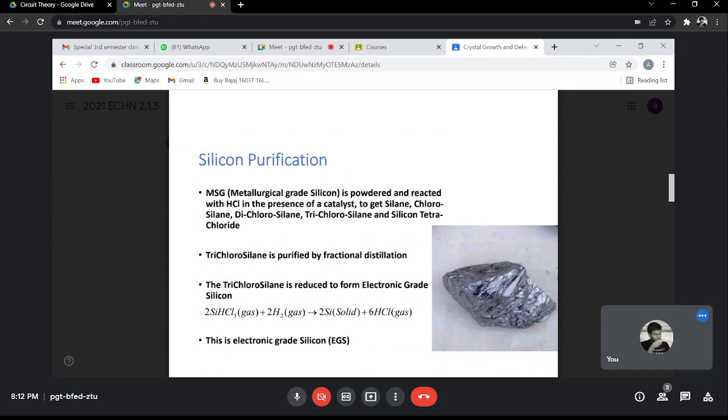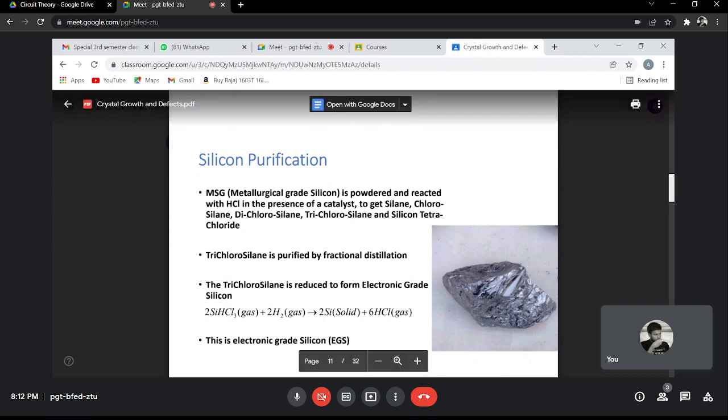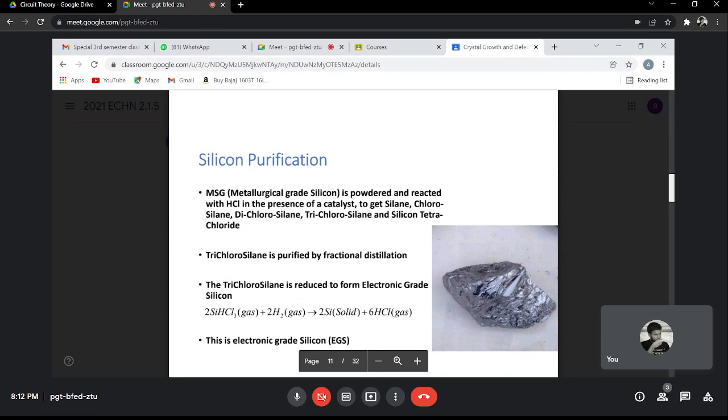So how do you purify liquids? You purify by fractional distillation. So this is how trichlorosilane is purified. You know what fractional distillation is, right? Okay, so that is carried out enough number of times until you get very high purity, and then you convert the thing back to silicon by reacting with hydrogen. So this now is very pure. That is the electronic grade silicon.